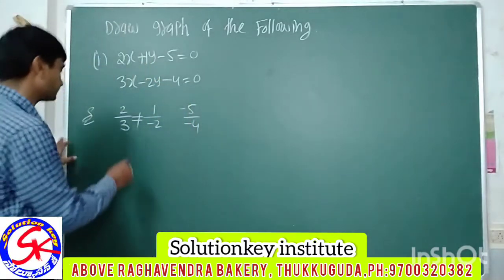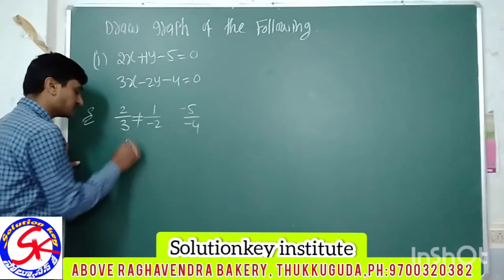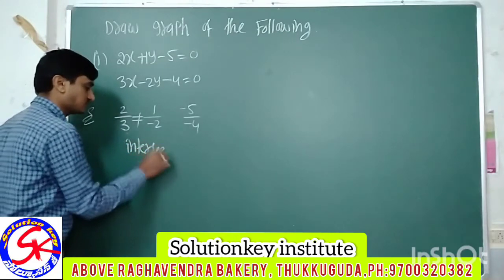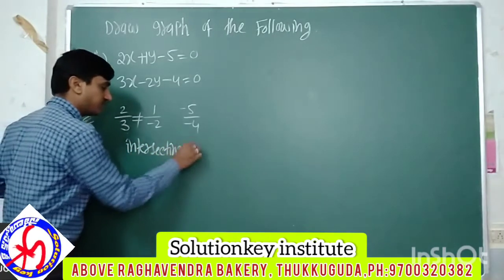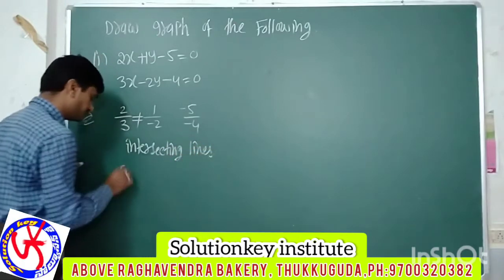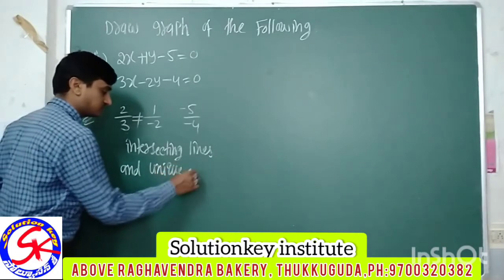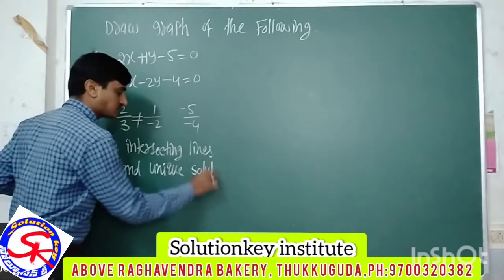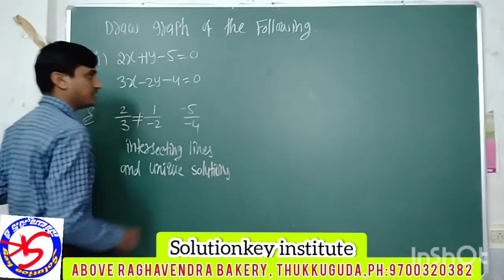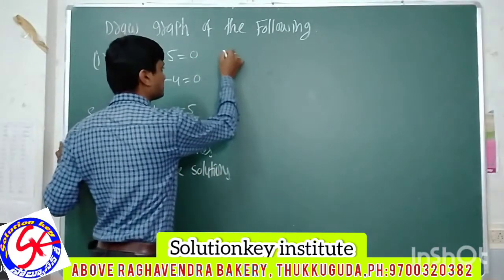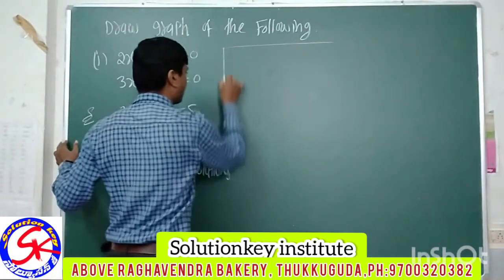Then these two lines are intersecting lines with a unique solution. Then take the first one. I am preparing one box.